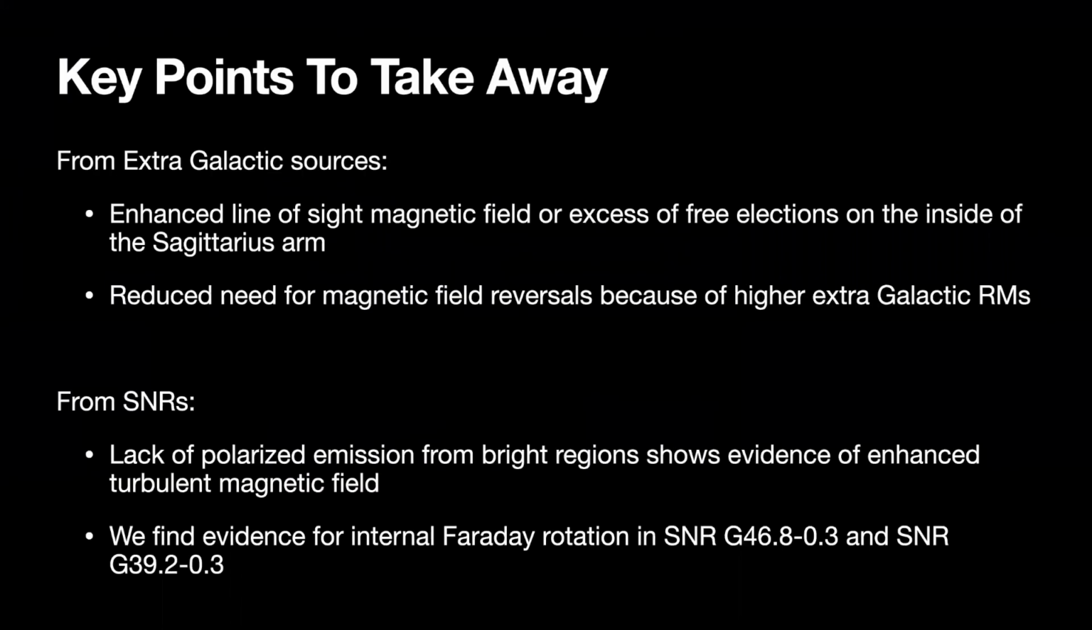The key points from this talk are that from extragalactic sources, we see an enhanced line of sight magnetic field or an excess of free electrons on the inside of the Sagittarius arm caused by a compressed warm ionized medium. We also propose that there's a reduced need for magnetic field reversals because of these higher extragalactic rotation measures that we've seen from THOR. From supernova remnants, the lack of polarized emission from bright regions shows evidence of an enhanced turbulent magnetic field. We also propose that we find evidence for internal Faraday rotation within the supernova remnants G46.8 as well as G39.2.